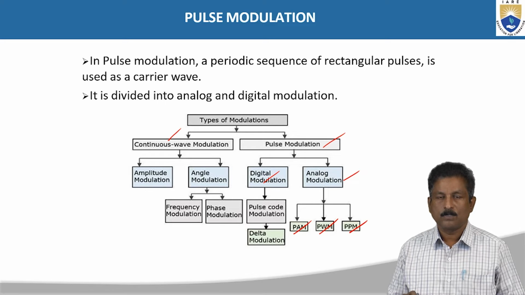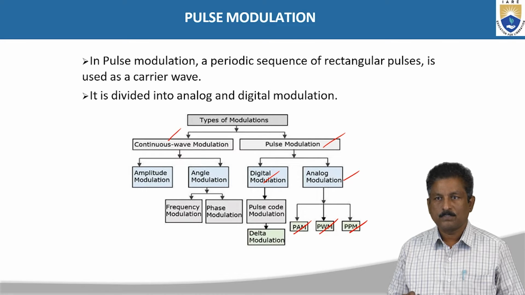Pulse amplitude modulation, pulse width modulation, and pulse position modulation. So here, in pulse amplitude modulation, the parameter is amplitude. The amplitude of the pulse carrier is varying according to the instantaneous value of the modulating signal. Then it's called pulse amplitude modulation.